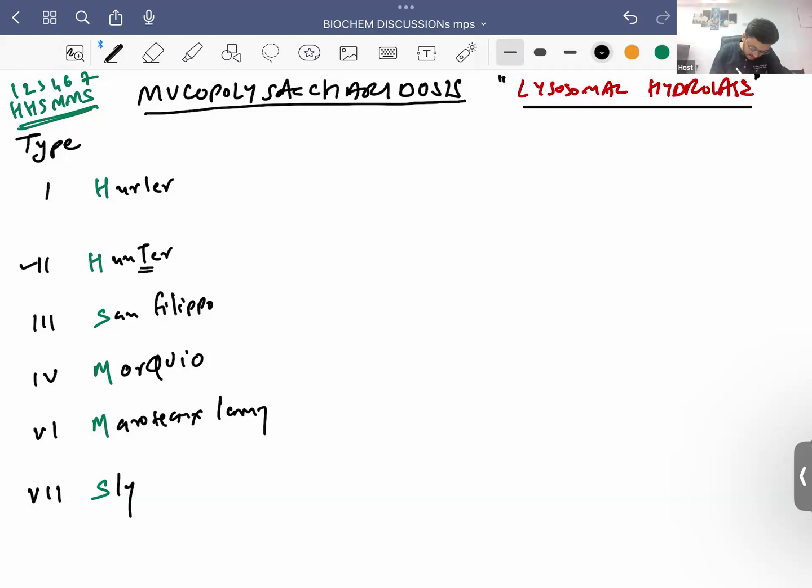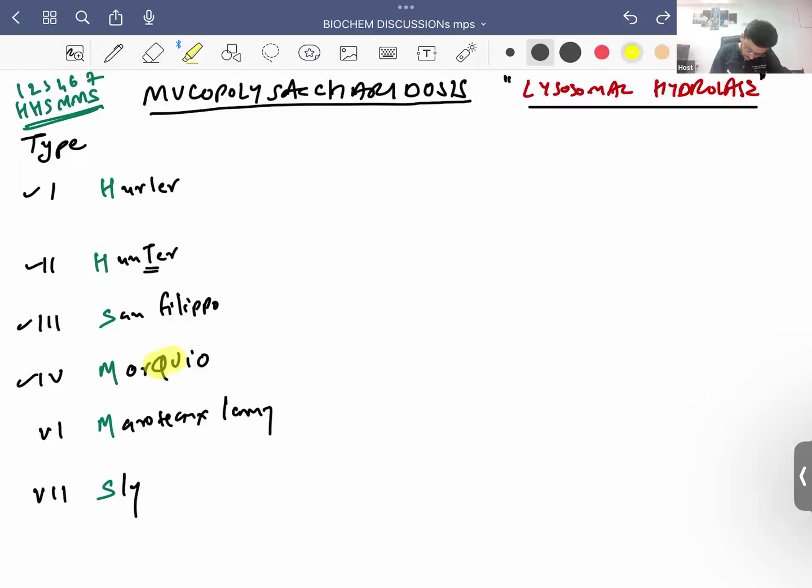So Hunter is type 2, type 3 is San Filippo, type 4 is Morquio, with Q in its spelling. Q you can remember as quartile or quarter, which stands for 4. Okay, then other M is Maroteaux-Lamy syndrome, and type 7 is Sly syndrome. These are the syndromes which fall under mucopolysaccharidosis from type 1 till type 7.